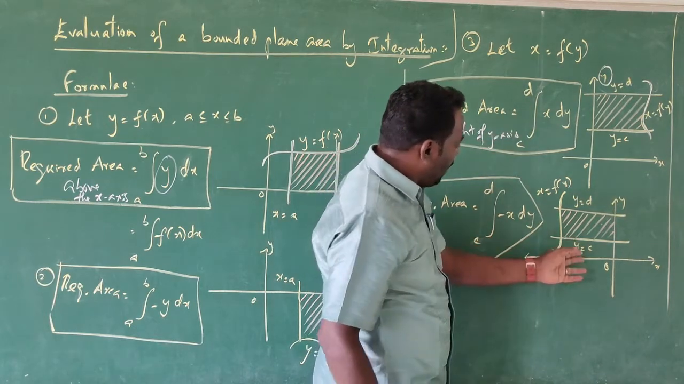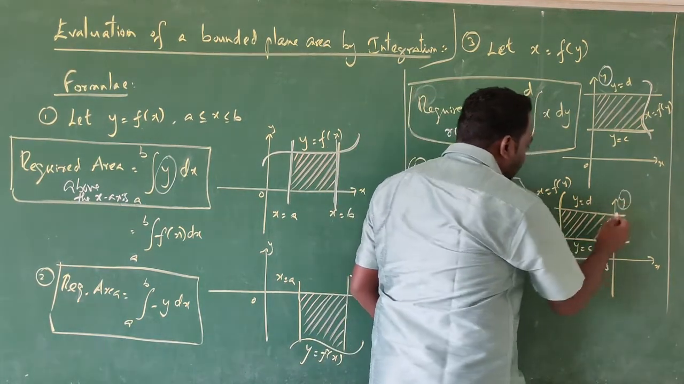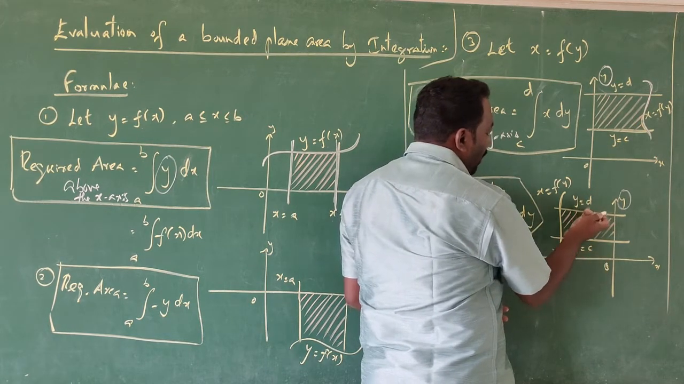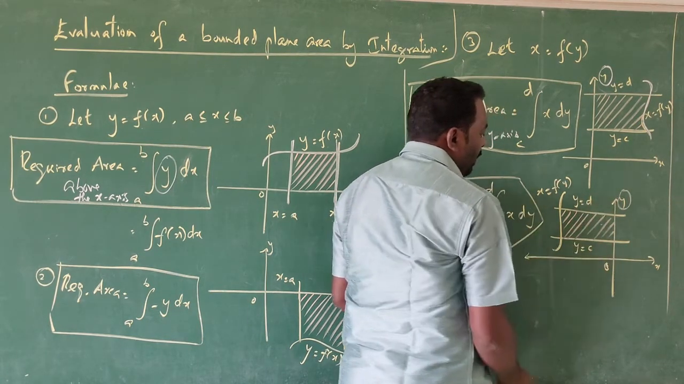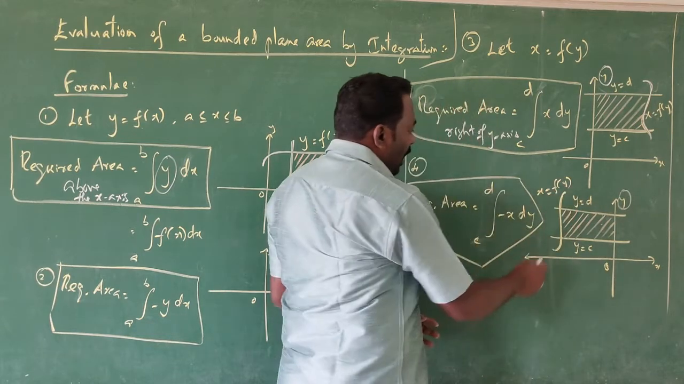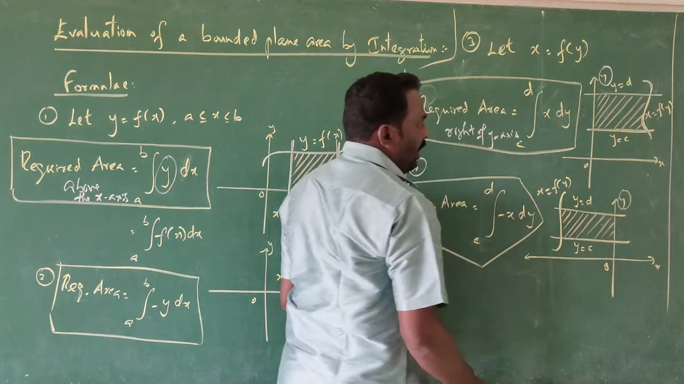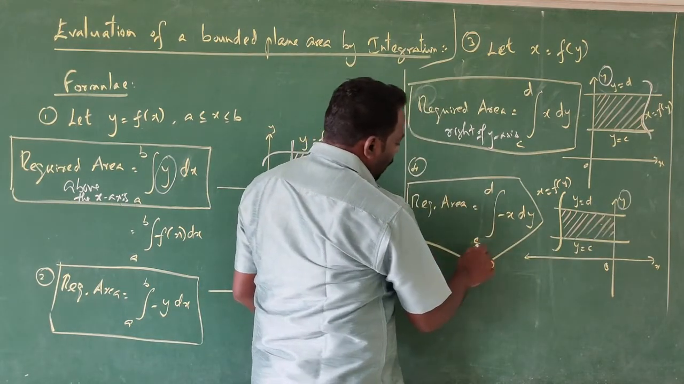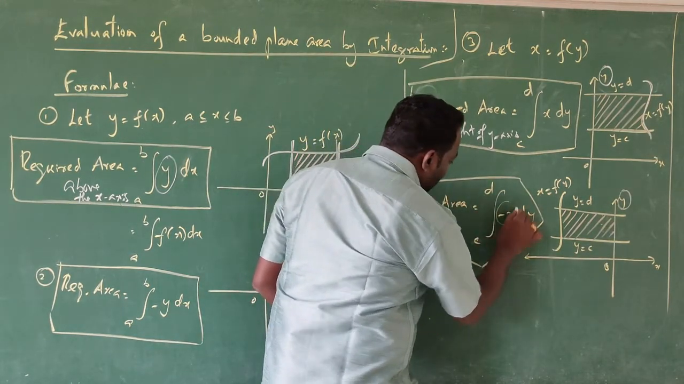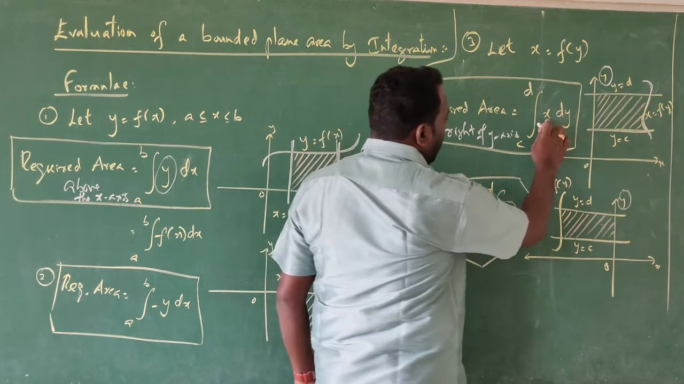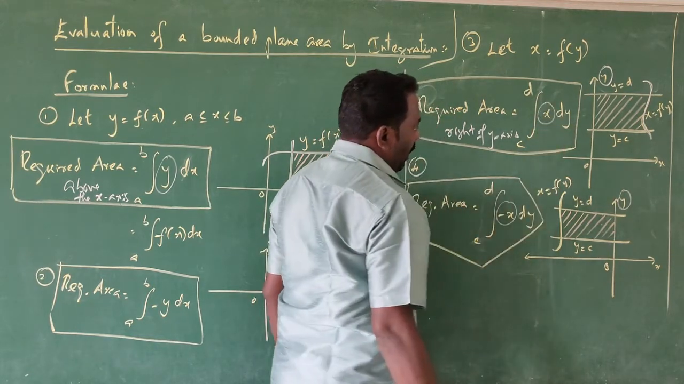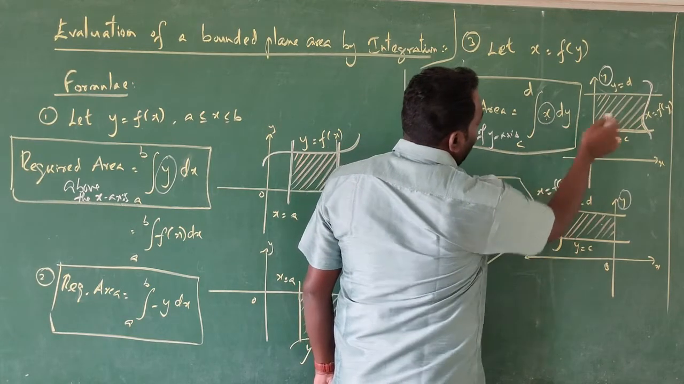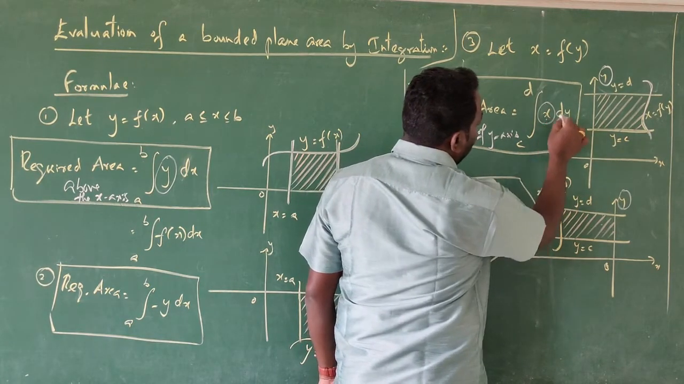Now the next one: the area bounded on the left side of the y axis, with the same boundaries y equal to c and y equal to d. One of the boundaries is the y axis. For the area on the left side of the y axis, the required area equals integral c to d of minus x dy. If it is on the right-hand side, it is plus x dy.